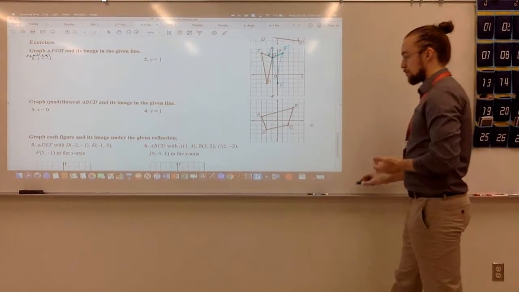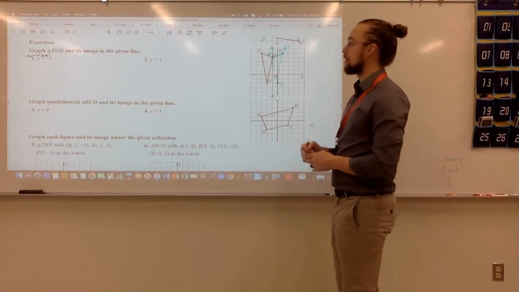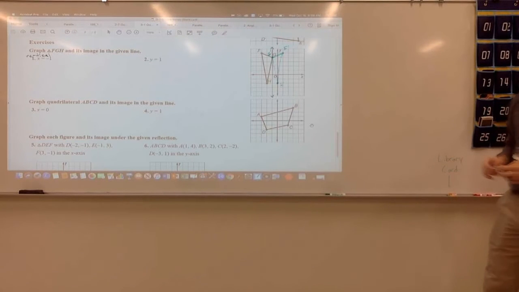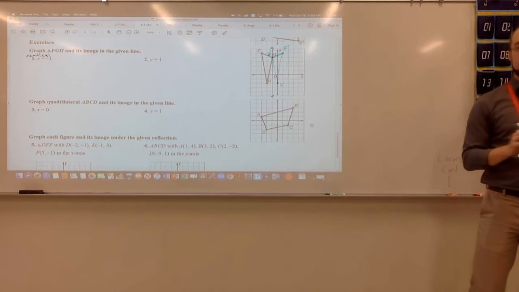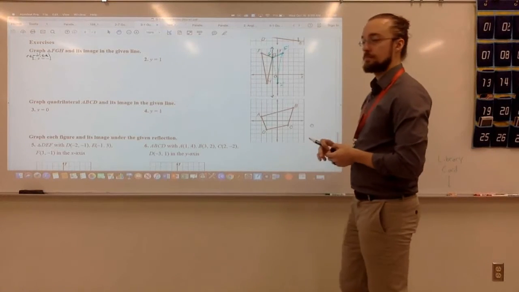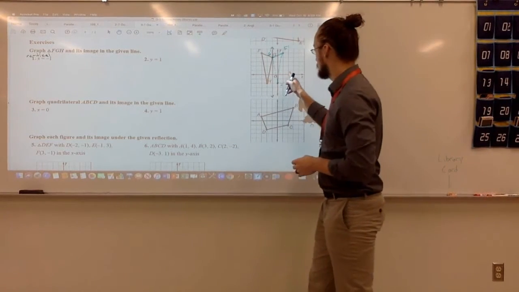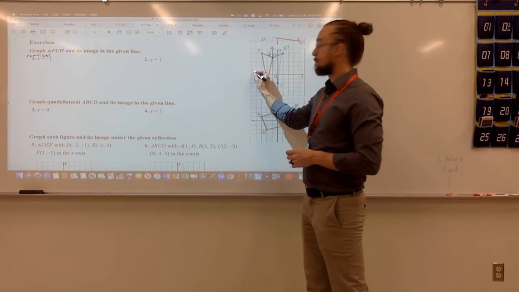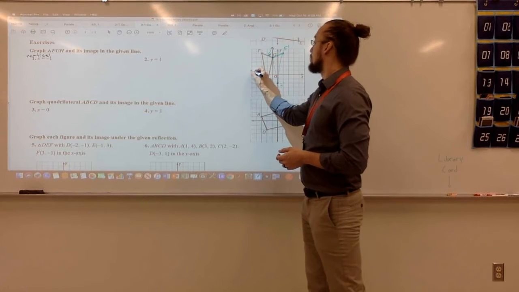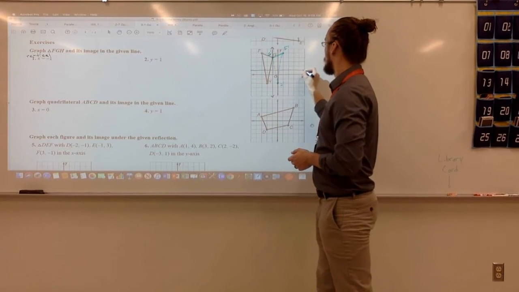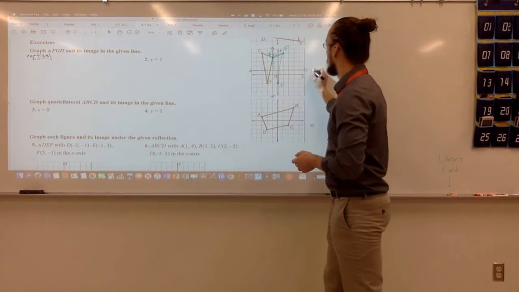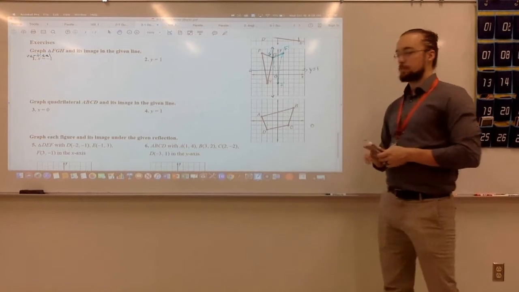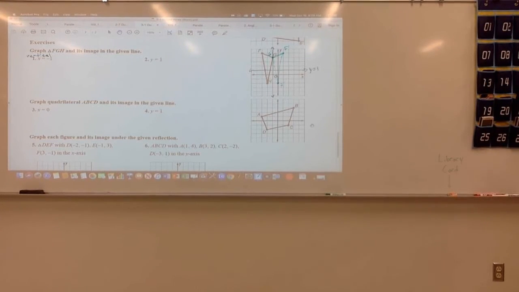Okay, so now it says do the same thing, reflect this figure, but now across the line y equals 1. Where's that line? It's going to be on the y. Yeah, it'll intersect the y-axis at 1, right? So this would be the line y equals 1 here. Okay, where all the y coordinates are 1.